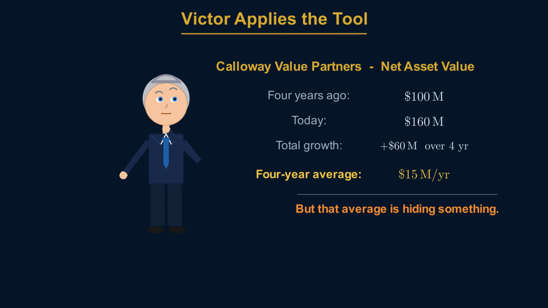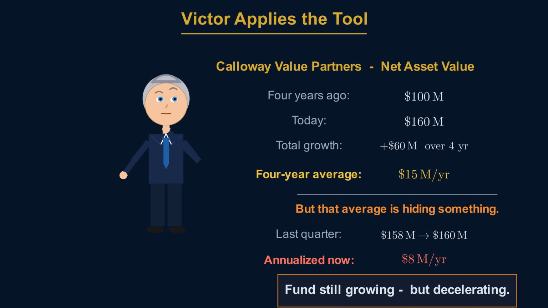But that average is hiding something. Last quarter, the fund went from 158 million to 160 million. That's $2 million in a single quarter, which works out to roughly $8 million per year. The average says $15 million per year. The current rate says 8. The fund is still growing, but it's decelerating in its growth. And the 4-year average return that he's been reporting to investors doesn't show that at all.